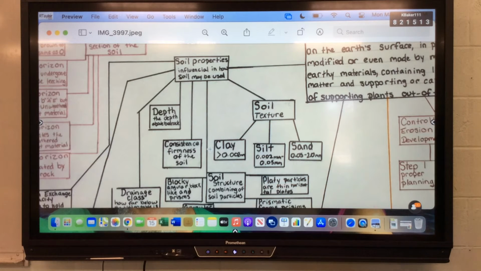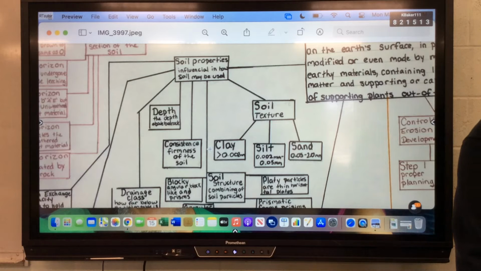And by the way, the best soil for agriculture is called loam, L-O-A-M, loam. And loam is a mixture of sand, silt, and clay. You need all three of those different textures to give you a nice quality soil. Loam is the ideal soil for agriculture, and it has all of those particles in it.